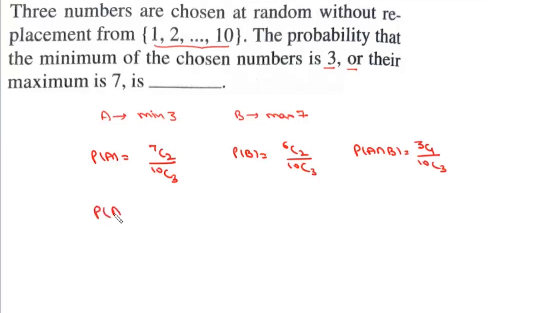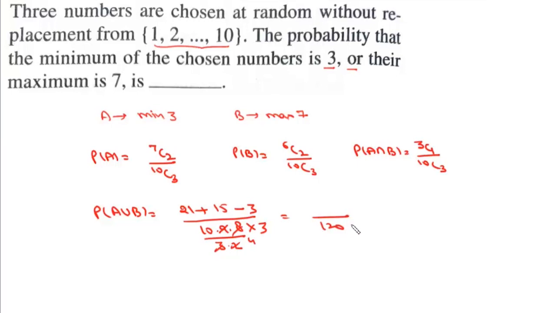So we need to find this probability of A union B, and it will be 7C2, and 7C2 is 21, plus 6C2 is 15, minus 3, upon 10C3, which is 10, 9, 8 upon 3 into 2. So this is 3 and this is 4. So it will be this 33 upon 120, which is basically 11 by 40. So answer to this question is 11 by 40.